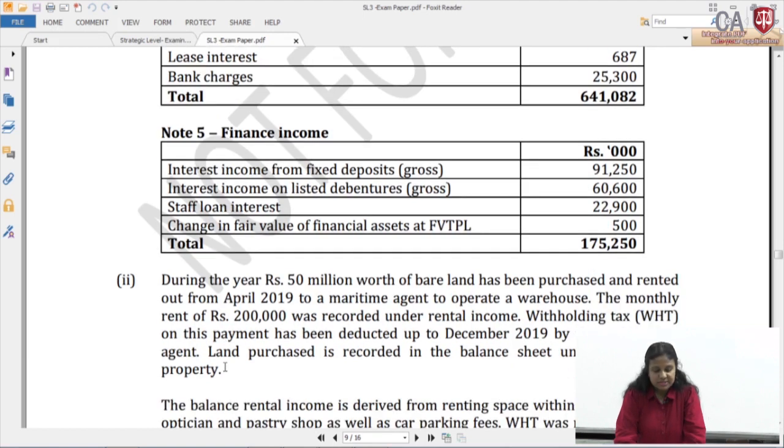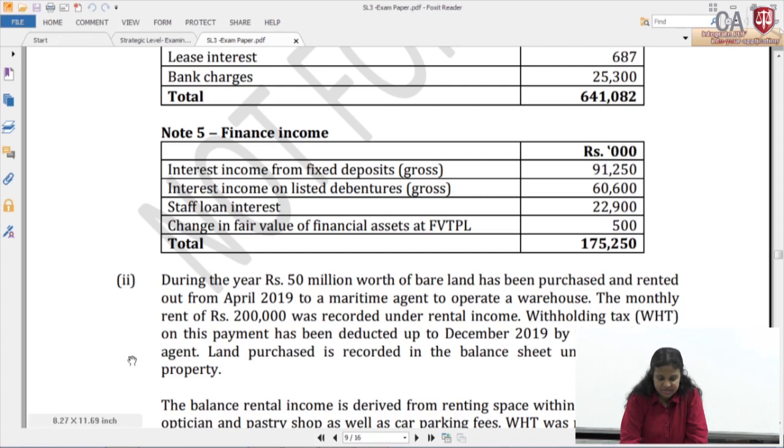Roman 2, during the year rupees 50 million worth of bare land has been purchased and rented out from 1st April 2019 to a maritime agent to operate a warehouse. The monthly rent of rupees 200,000 was recorded under rental income. Withholding tax on this payment has been deducted up to December 2019 by the withholding agent.